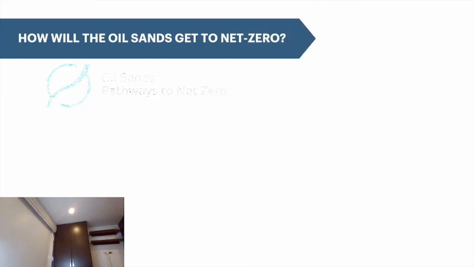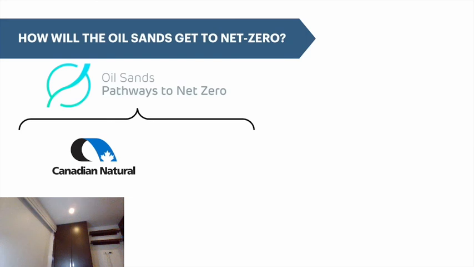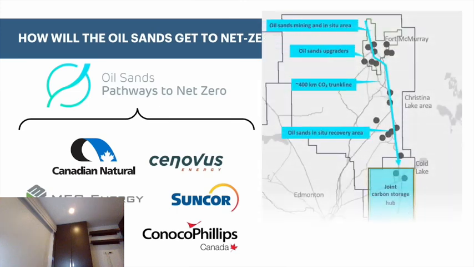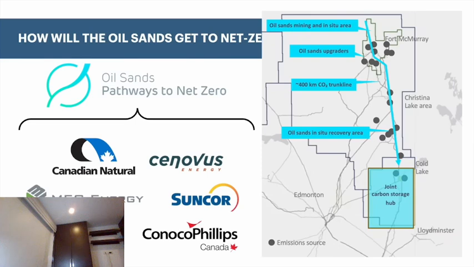Aside from improvements in efficiencies and technology advancements, getting to zero emissions will likely come through carbon capture and storage. All of the major oil sands producers have committed to being net zero by 2050 in support of the federal government's mandate.